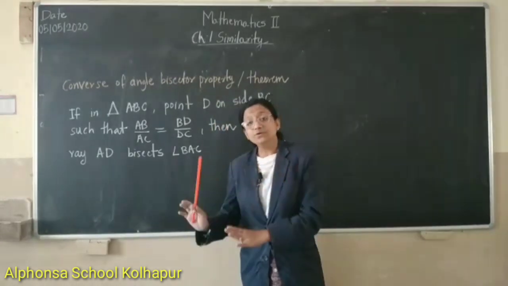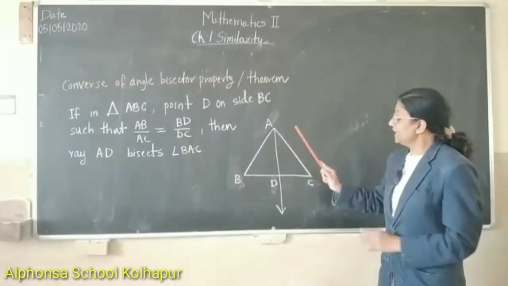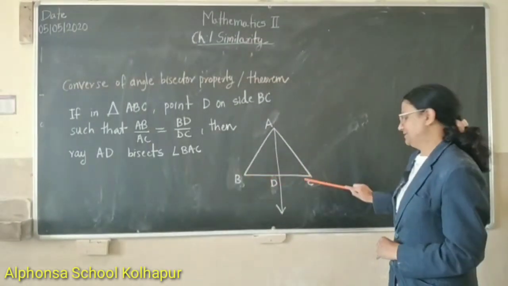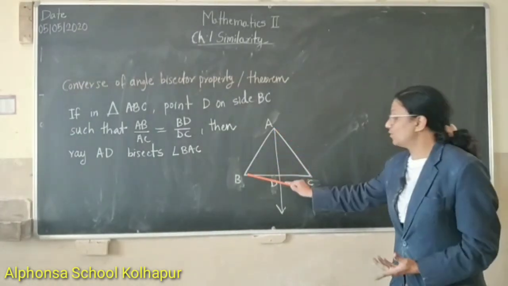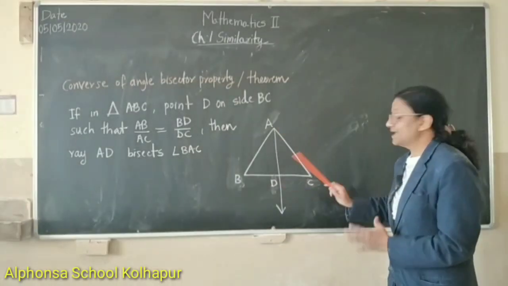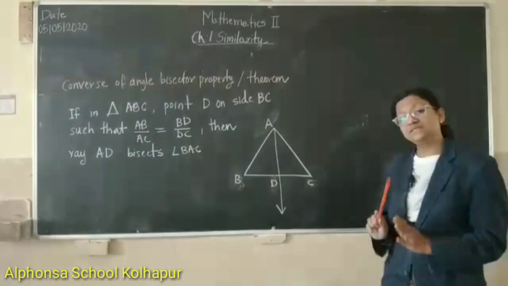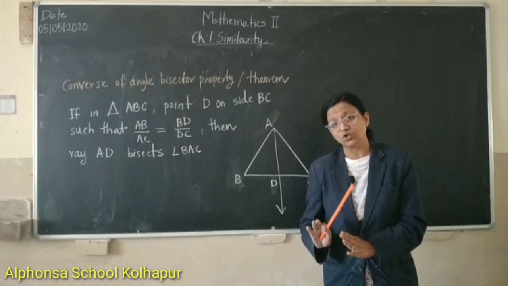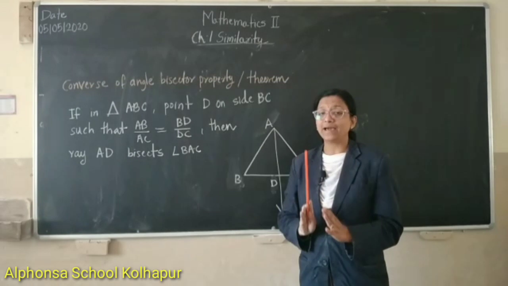Once again, we are going to consider the converse with the help of a diagram. See, in triangle ABC, D is on line BC, such that AB upon AC is equal to BD upon DC. Then ray AD bisects angle BAC. Means if it is asked in the problem whether the given ray is an angle bisector or not, in that case we have to use the converse of the angle bisector property.